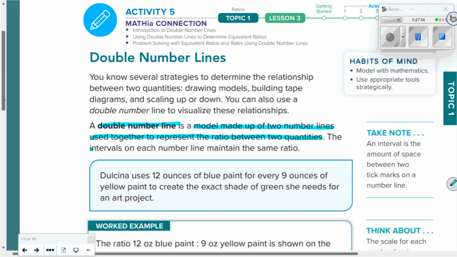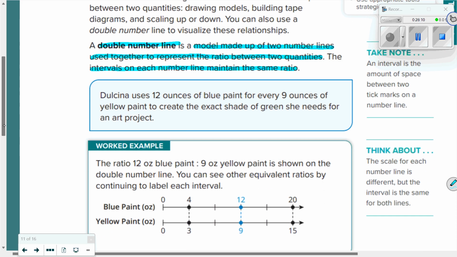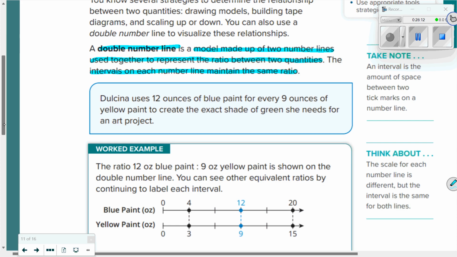Here is the biggest key on a double number line. In a double number line, your intervals on each of the number lines is different, but within that number line, the intervals are always the same. What do I mean by that? Let's take a look at the example, a couple of pieces here.